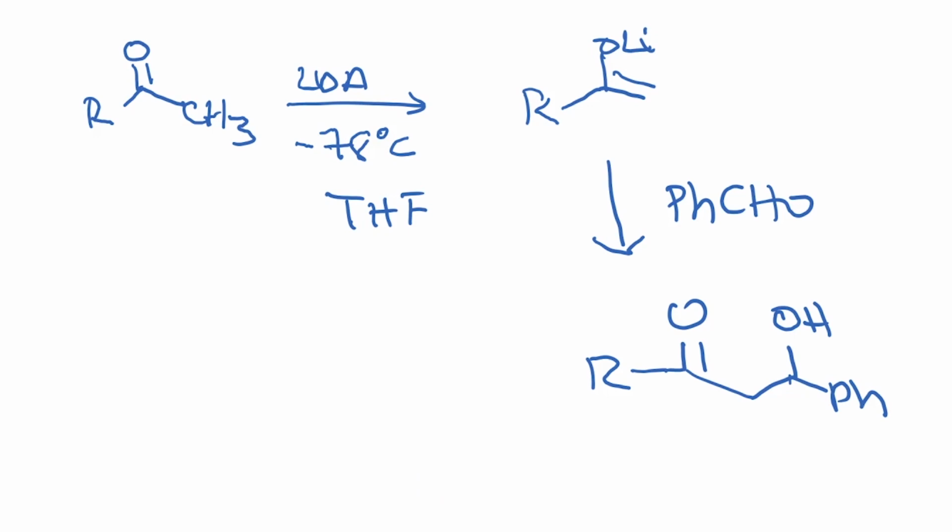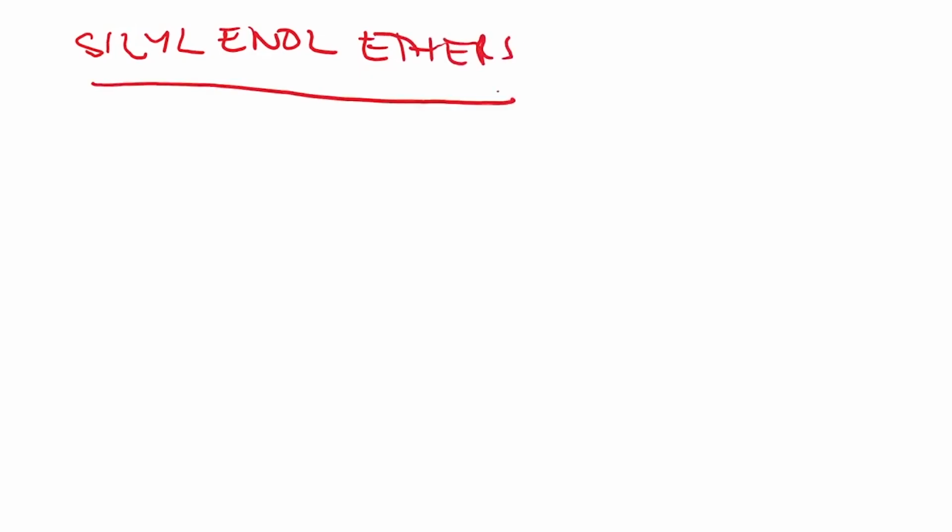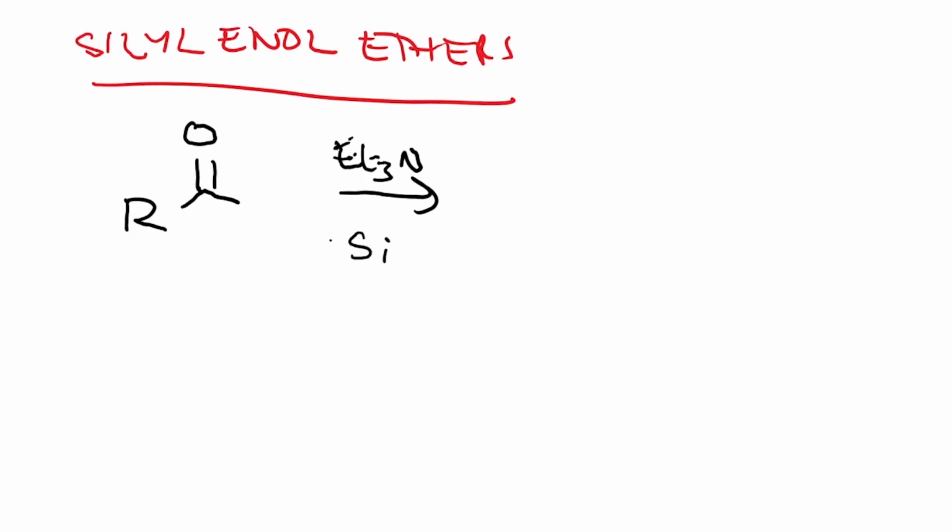So now, in continuation with this topic, we shall now look at how to use what are known as silyl enol ethers. So we've already looked at this in the previous lectures. So silyl enol ethers, we saw them during the production of enols. So the strategy here is that we take a ketone and then react this with triethylamine in the presence of SiMe3Cl, which is trimethylsilyl chloride.